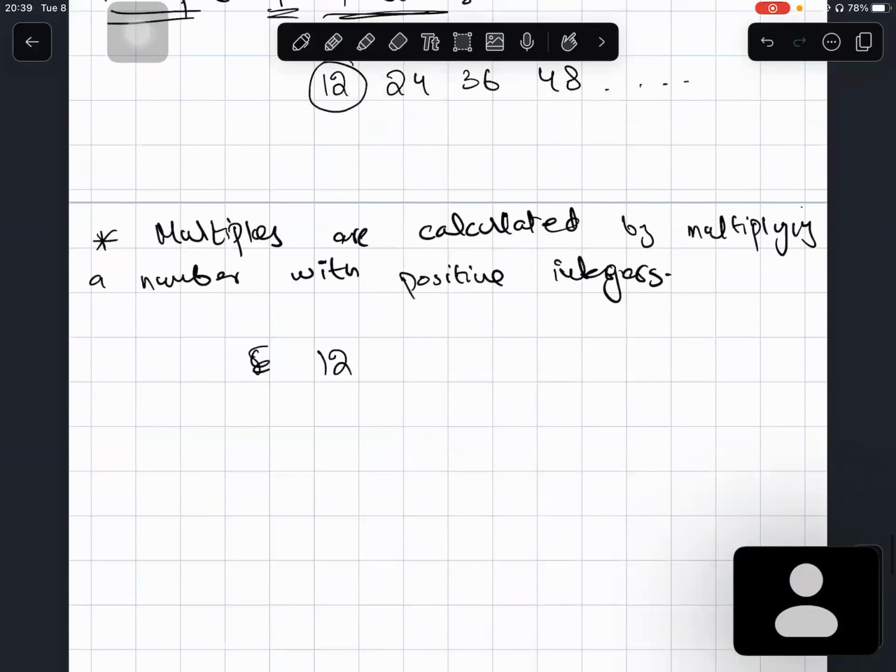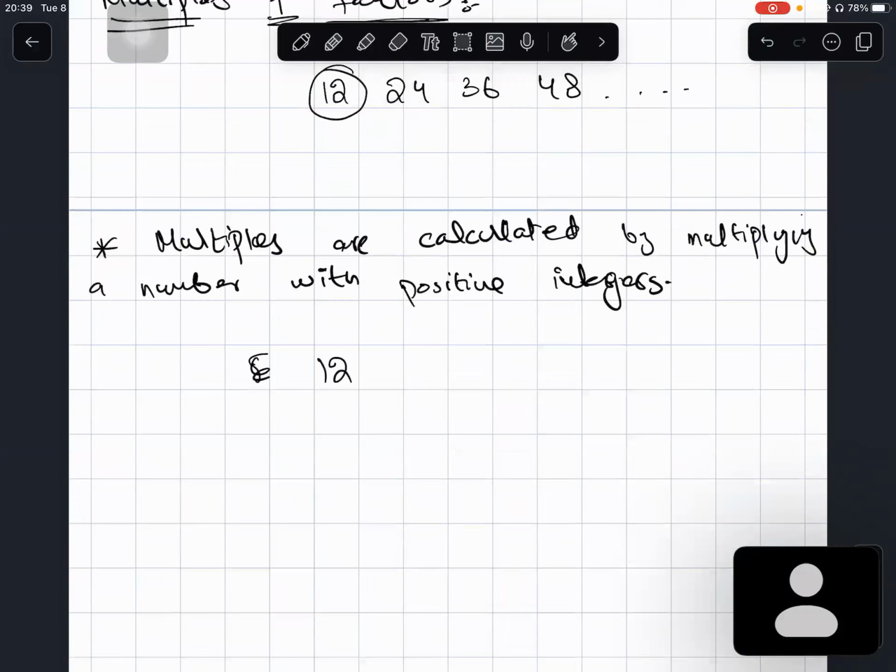Okay. So any positive, but what we know about 0 is neither positive nor negative, right? It is a neutral number. If we go back from 0, -1, -2, -7, and so on, there would be negative numbers ahead of 0, and 1, 2, 3 are positive numbers. 0 is a neutral number. So multiples are calculated by multiplying a number with positive integers. That would mean integers which are ahead of 0: 1, 2, 3, 4, 5, 6, 7, 8, 9, 10, and so on.